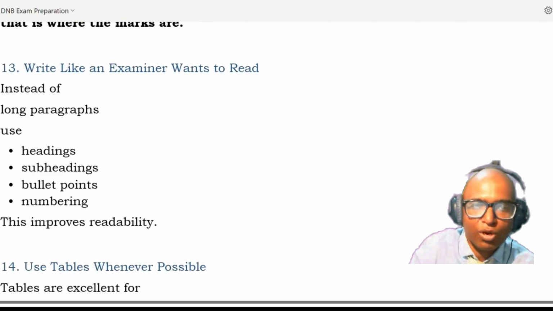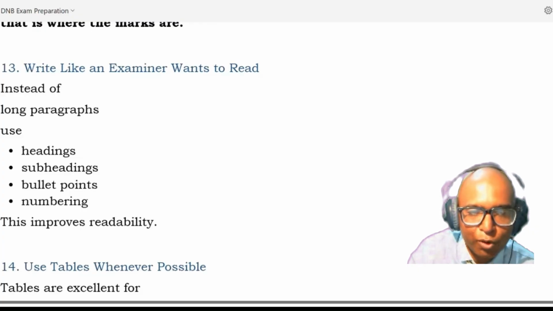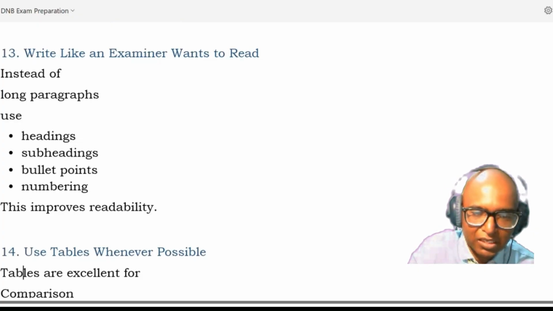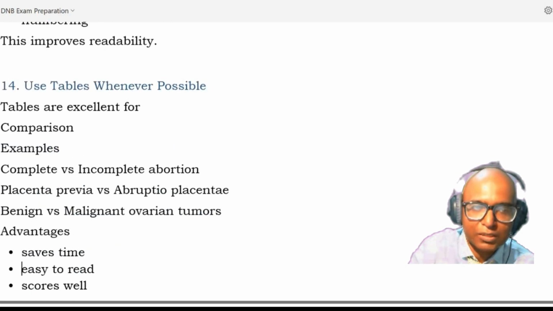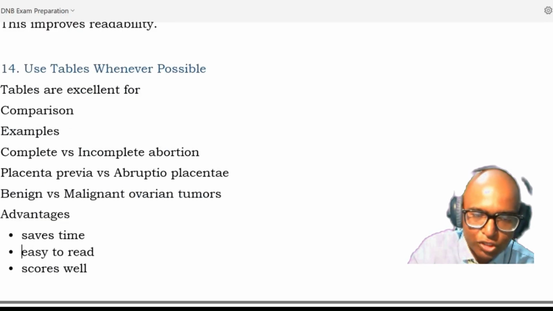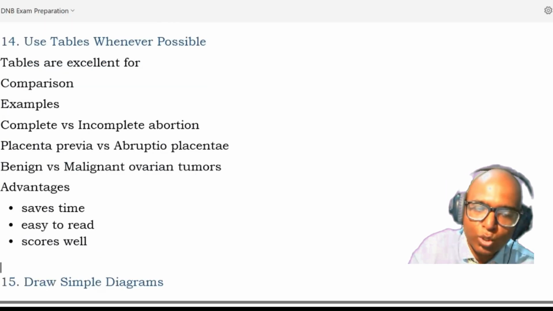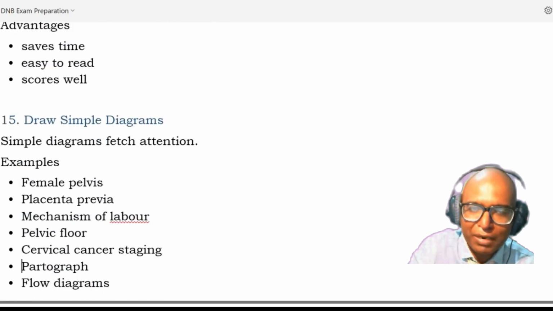Instead of long paragraphs, you can use headings, subheadings, bullet points, numbering, etc. This will improve the readability. Then use tables wherever it is possible. Tables are excellent when you have a comparison, for example, complete versus incomplete abortion, placenta previa and abruptio placentae, benign and malignant ovarian tumors. When you write in tables, it will save your time, it is easy to read, and you will score well.